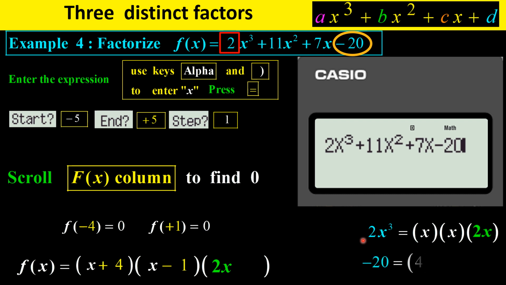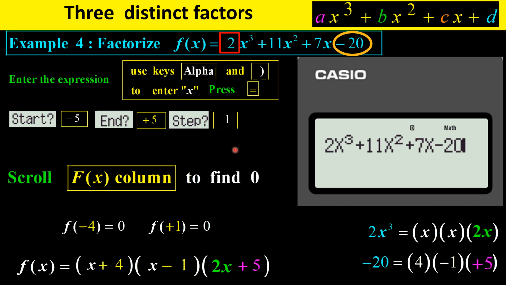Let's look at the constant. We've got a negative 20. We already have a 4 and a negative 1. 4 times negative 1 is negative 4. Negative 4 times what is negative 20? Correct, positive 5. So there I've got my other factor, right?